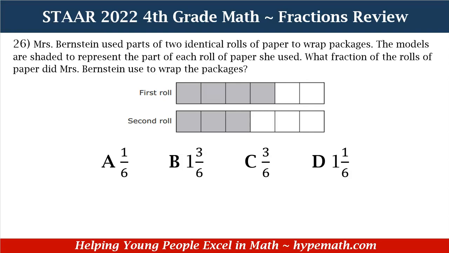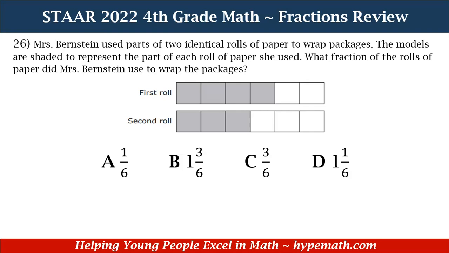So let's look at our rolls. For our first roll, we see that we have 6 total parts, so 6 is going to be our denominator. And for the first roll, there are 4 parts that are shaded. And then for the second roll, again, it is 6 total parts, and of that, 3 are shaded.